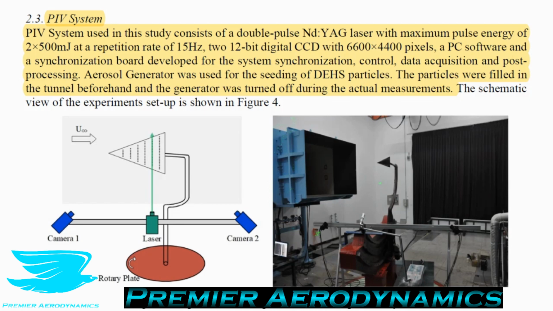The energy is a little bit higher than usual. Like it's getting to the point where you can actually start burning through walls now. And the repetition rate is 15 Hertz, which is a regular one. Like you can get kilohertz, but they are very expensive. And then they use two 12-bit digital CCD cameras with 6,600 by 4,400 pixels, and the PC software to do not only running the entire thing, but also to analyze the results later.